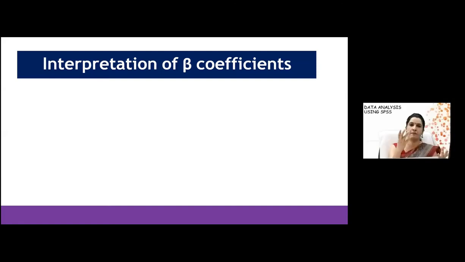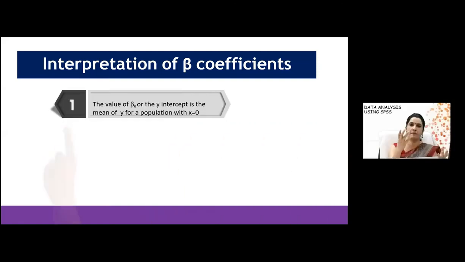Now, for the interpretation of the beta coefficient, we see that there are 2.